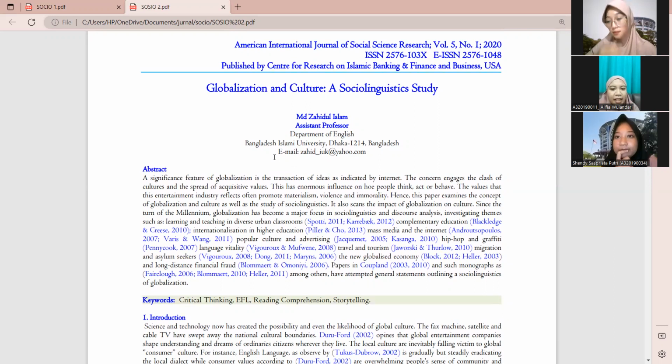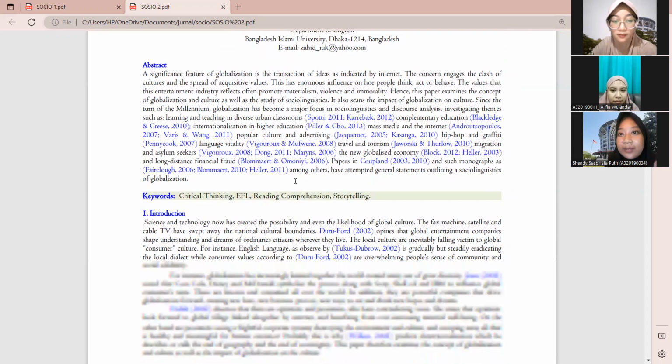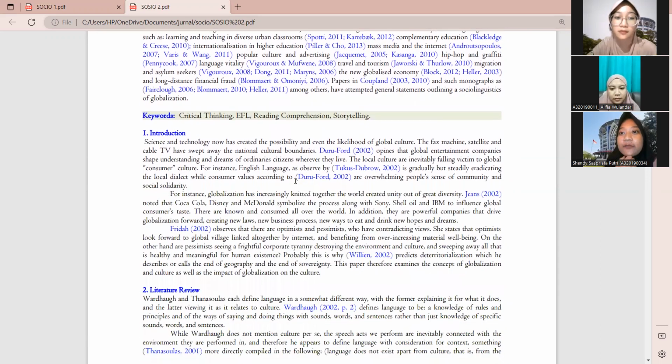Okay, so what is the background of this article? I will explain to you the background of this article. First, science and technology now have created the possibility and even the likelihood of a global culture. The fax machine, satellite, and cable TV have swept away national cultural boundaries.